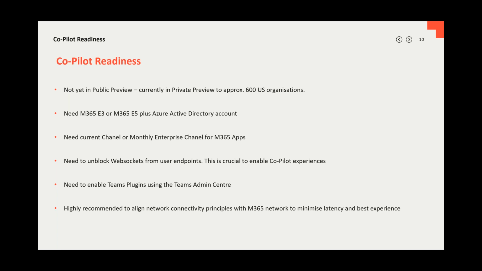In many ways, the partner community is leading the Microsoft community. So we are highly recommending aligning network connectivity principles, purely so you minimize latency and absolutely get that best experience.